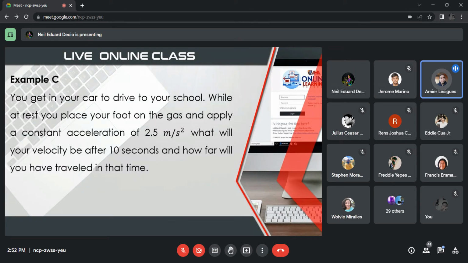So, sir, for the initial velocity, we are at rest, so it is zero. V sub I is zero. Yes, sir. V sub F, or final velocity, is unknown. We're looking for the final velocity. Okay. What else is given? The given, sir, is the acceleration, which is 2.5 meter per second squared. And the time, sir, which is 10 seconds. Okay, time is 10 seconds. What formula did you use?